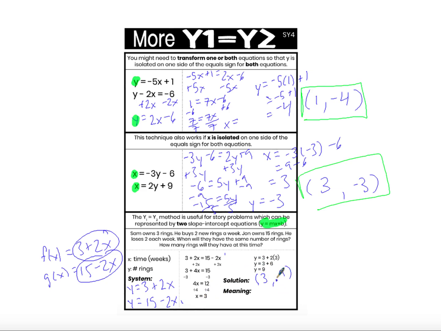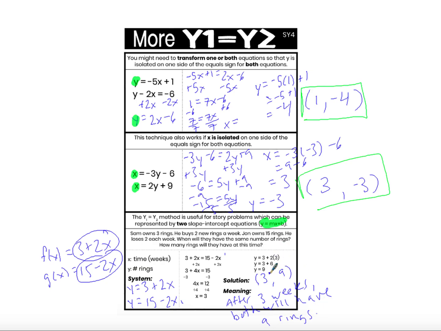So for a system of equations story problem, you will still be generally writing that ordered pair. But then more importantly, you're going to actually answer the question. When will Sam and John have the same number of rings? So this 3 gives me my when, my weeks. After 3 weeks, both will have... and now my y gives me how many? 9 rings.